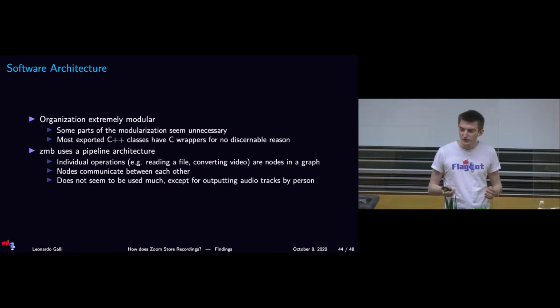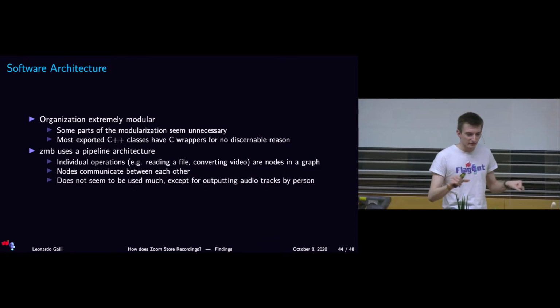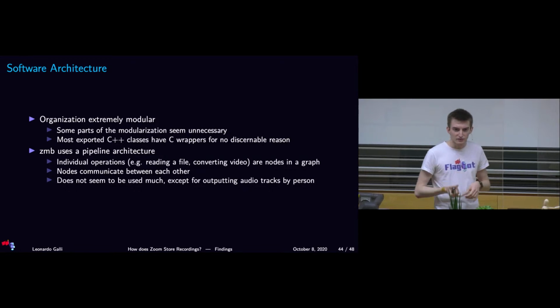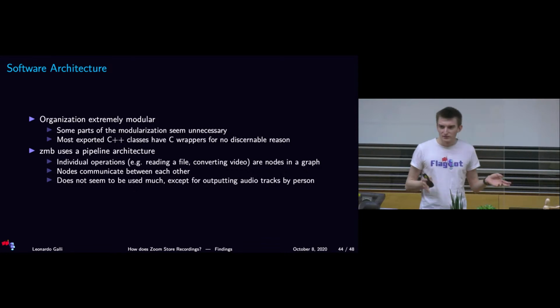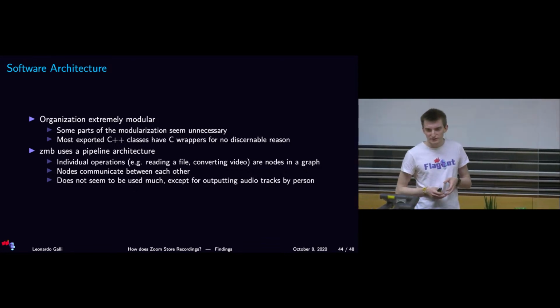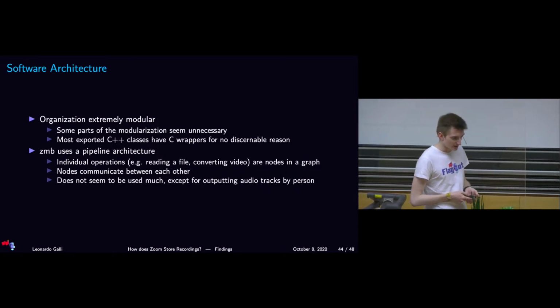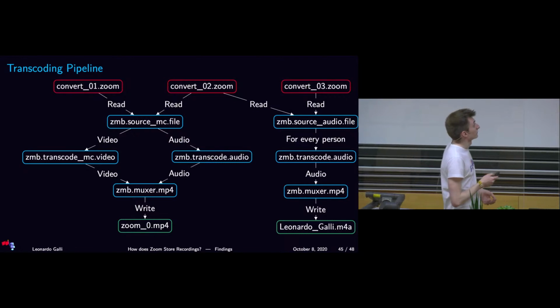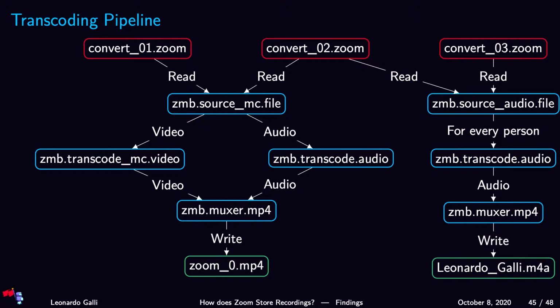And also ZMB uses a pipeline architecture. Every operation it does on the recording files, for example reading them, converting them, writing them to disk, is basically a node in a graph, and then it runs through this graph, and nodes communicate between each other. It doesn't seem to be really that useful. I think it probably has a lot more overhead than it actually saves, because except for the multiple audio files, one per person, you don't really have a wide graph, so there's not really much parallel processing going on.